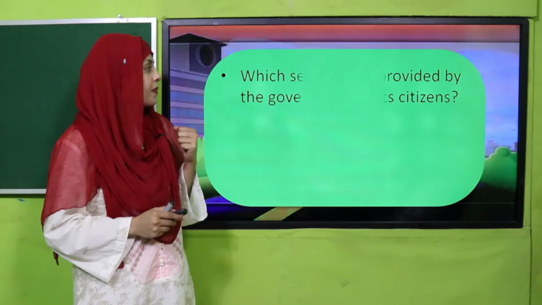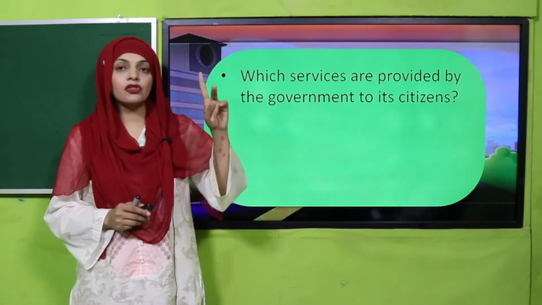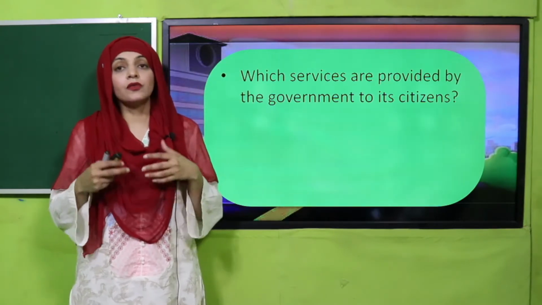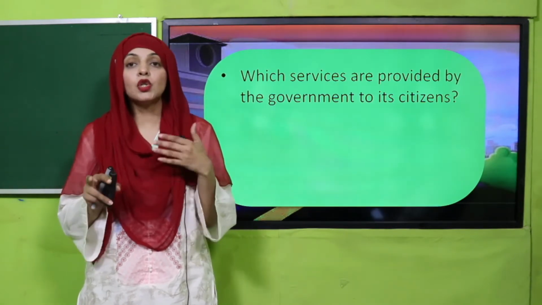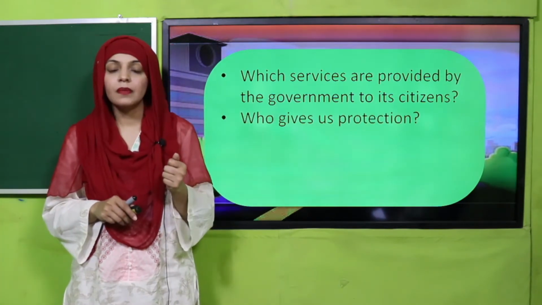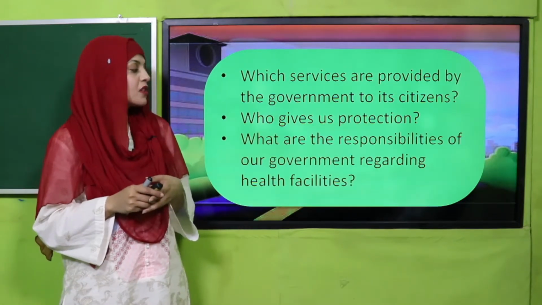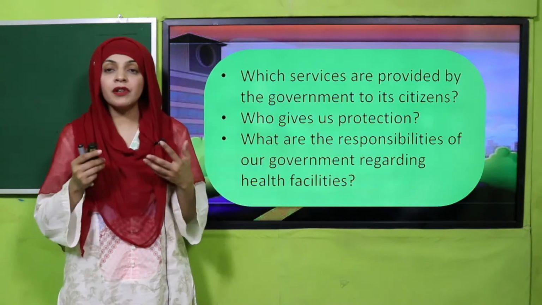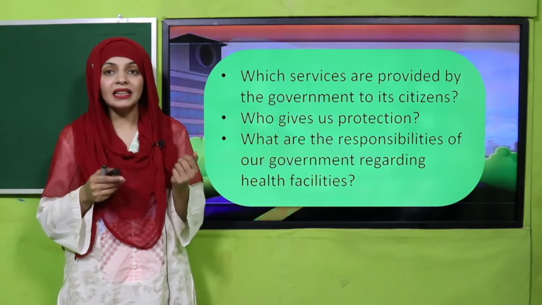So quickly tell me, which services are provided by the government to its citizens? Education, healthcare, electricity, water, gas, security, transportation. These are all the different services which are provided by the government to its citizens. Next, who gives us protection? Military and police force, and it is provided by the government. What are the responsibilities of our government regarding health facilities? That every citizen must have the basic healthcare facilities so that they can remain healthy.